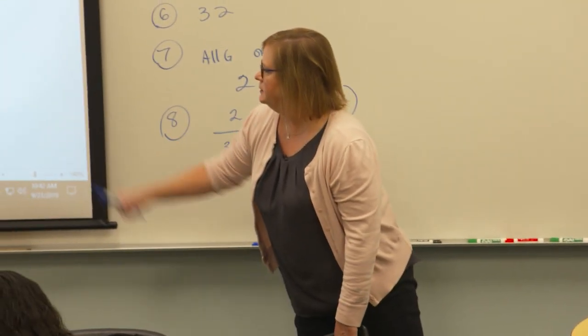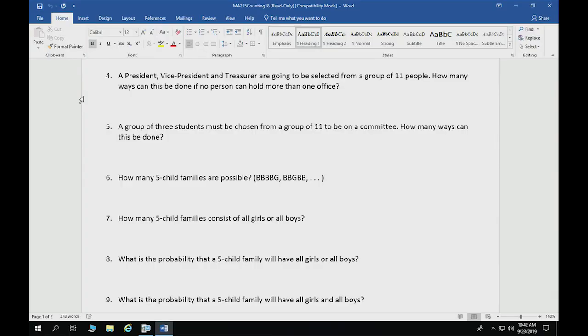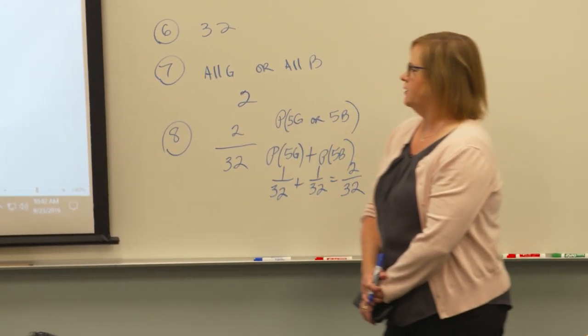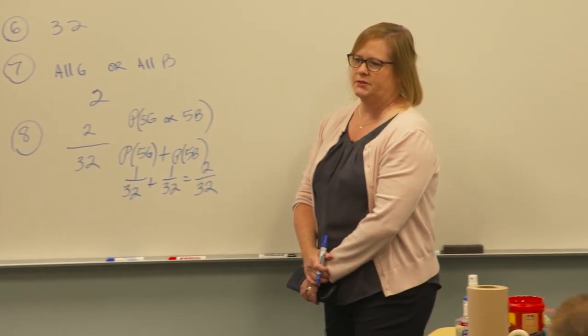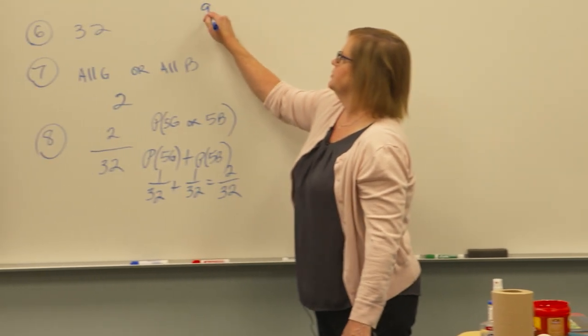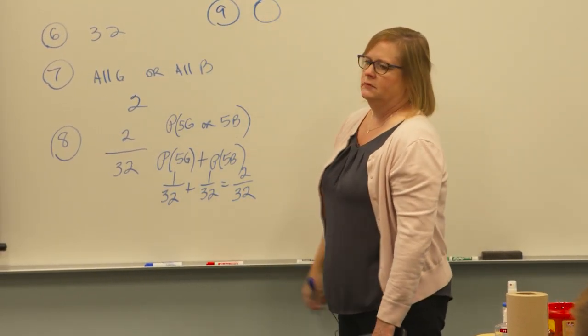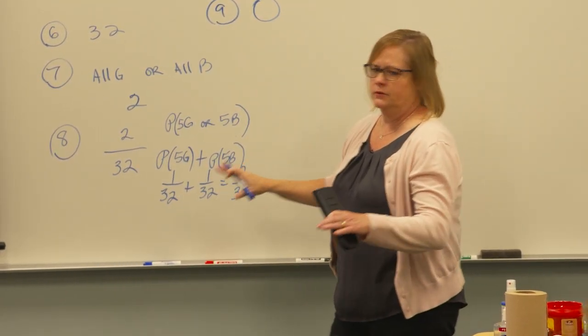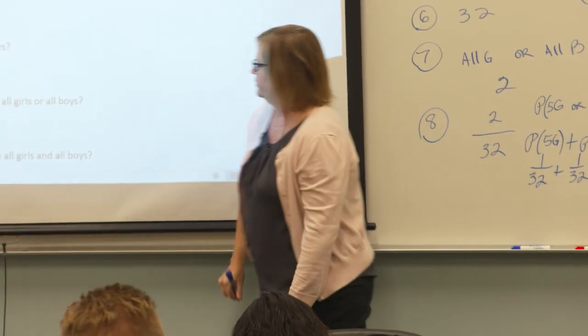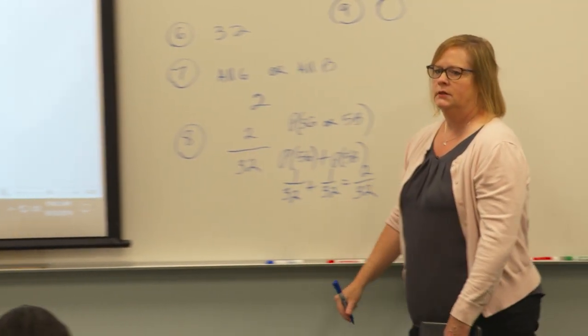What's different about 9? Yeah, it's and instead of or. So if you have a 5-child family, can all of them be girls and all of them be boys at the same time? So what's the answer? 0, yep. Yep, they don't intersect. Those are mutually exclusive like we were talking about. So yeah, that would have to be 0.